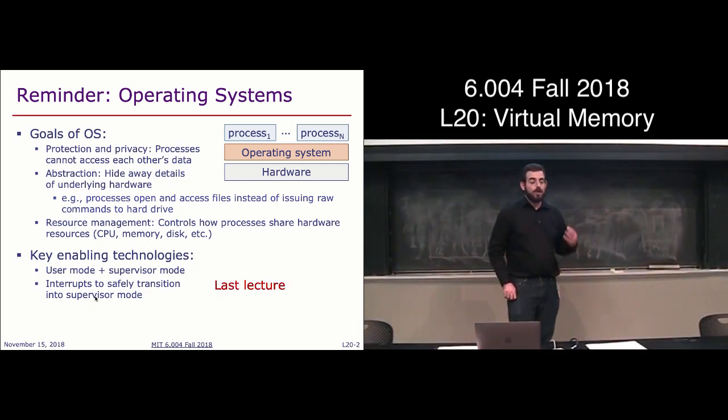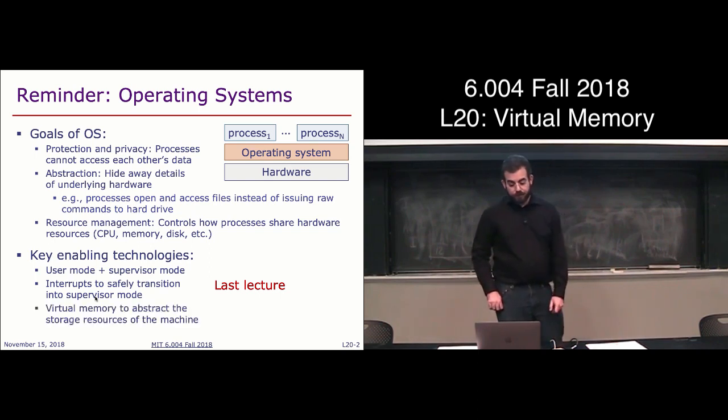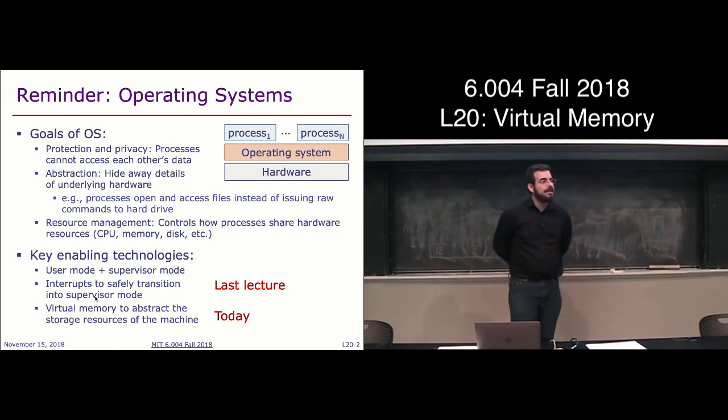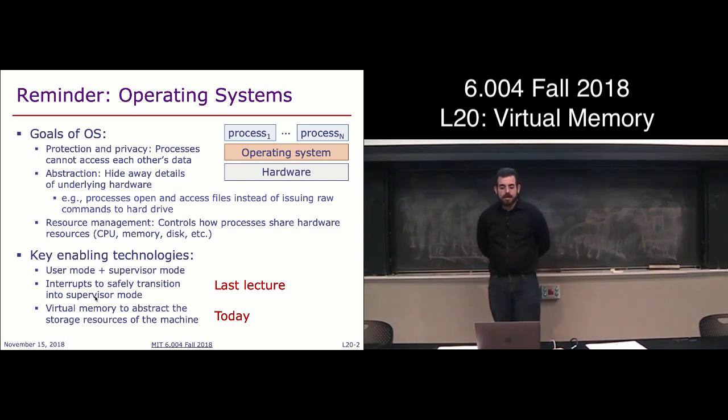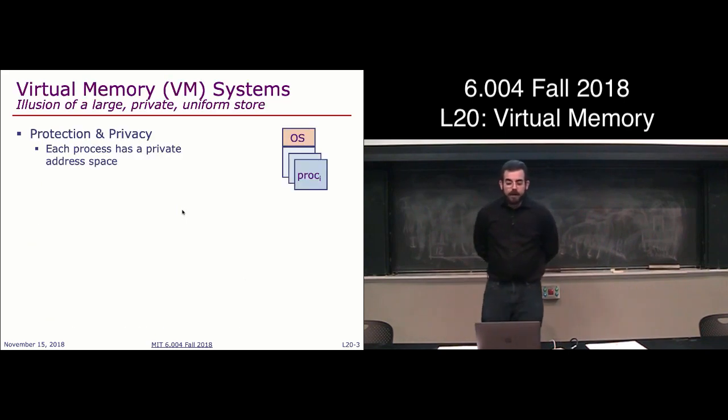Today we're going to see the other big component in terms of hardware support for operating systems, which is virtual memory. Virtual memory essentially lets us abstract the storage resources of the machine and also implement this protection and privacy feature, essentially giving each process a private address space. Let's see this in a little bit more detail.